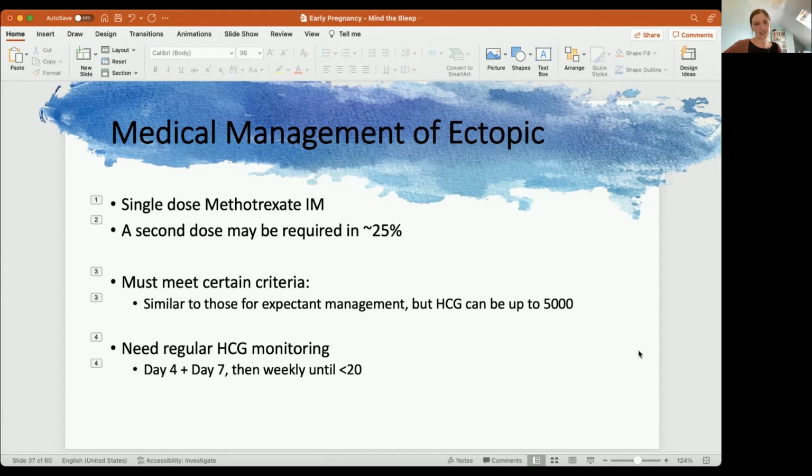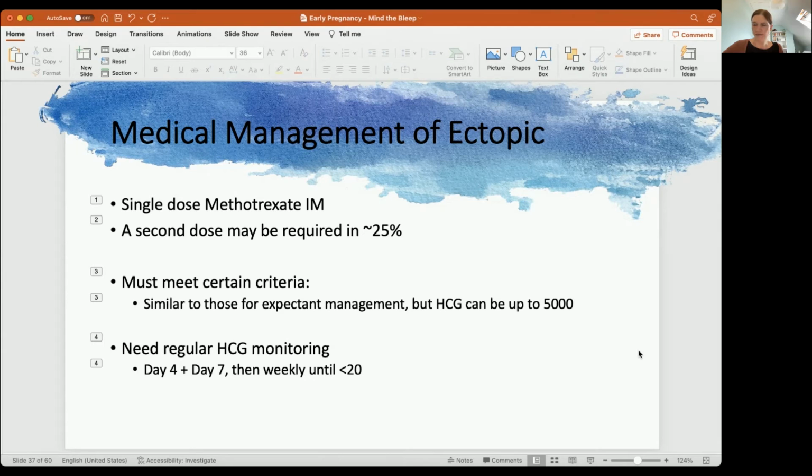Again, they need regular HCG monitoring. So when we give methotrexate, we do bloods on day 4 and day 7, and we expect the HCG to drop between day 4 and day 7. If it doesn't, then that's when we give a second dose of methotrexate. If it does, then they just have weekly HCG monitoring until it's less than 20.